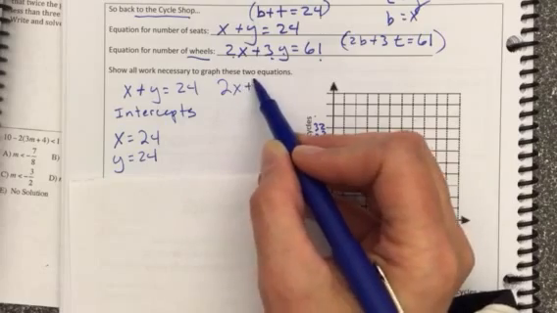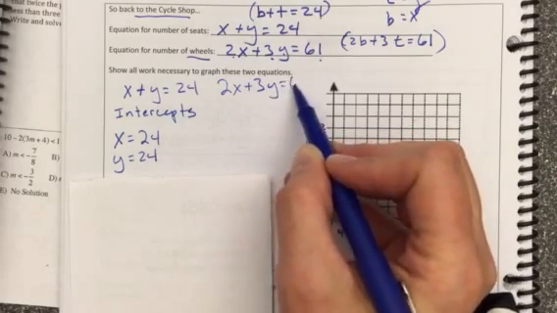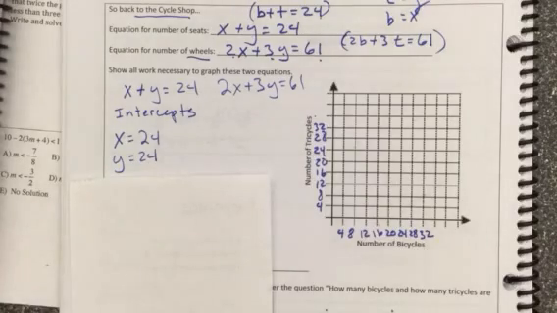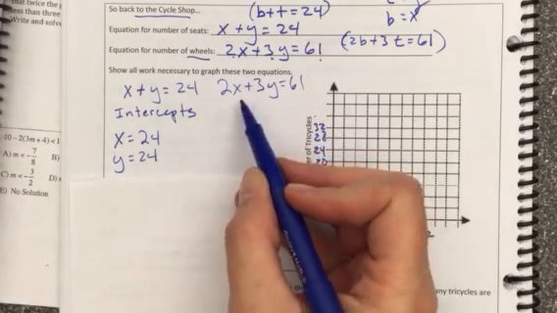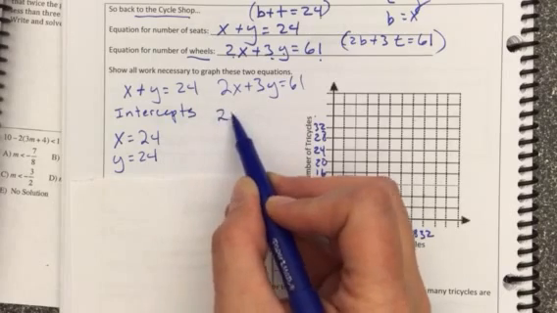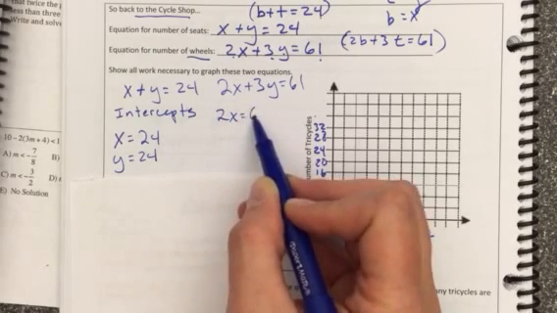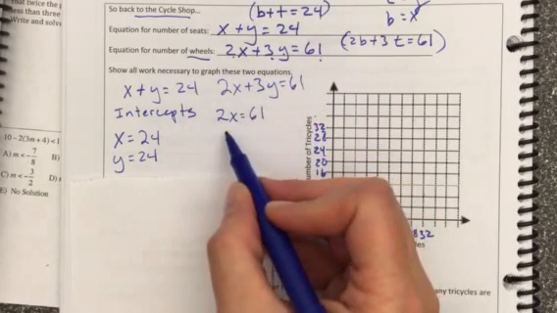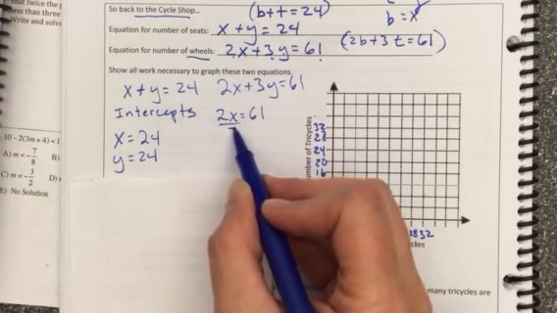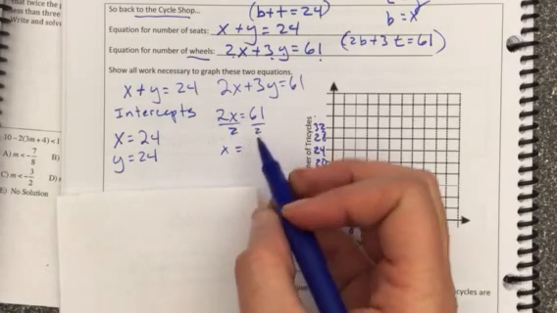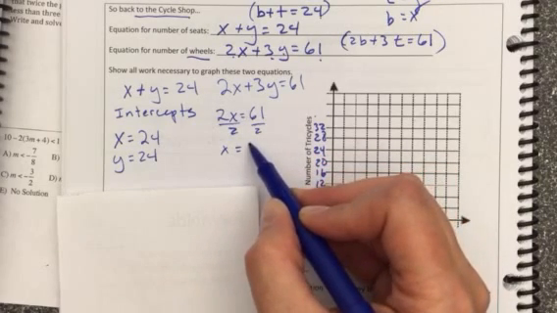Okay, so the next one, 2x plus 3y is equal to 61. We may as well solve it using the x and y intercepts because we're in standard form. So 2x equals 61 is going to be our first equation because we assume y is 0. Divide both sides by 2. X is equal to, that's going to be 30.5.